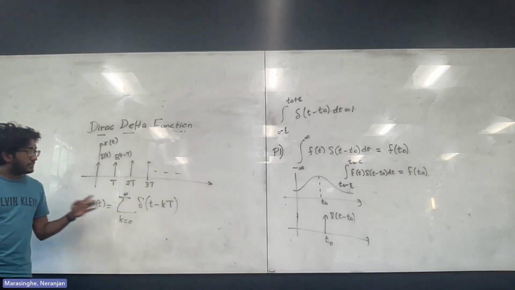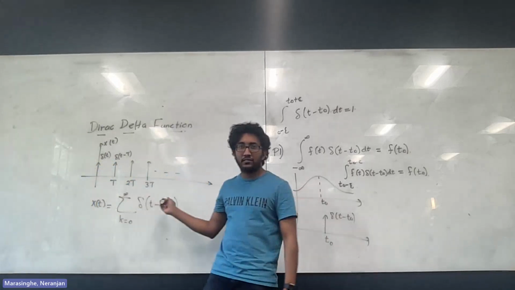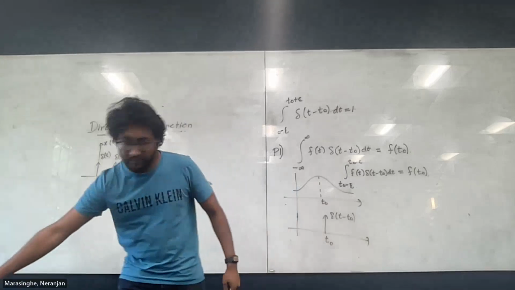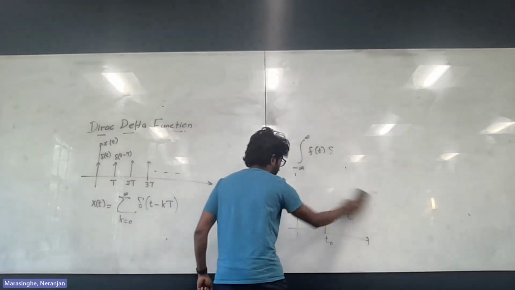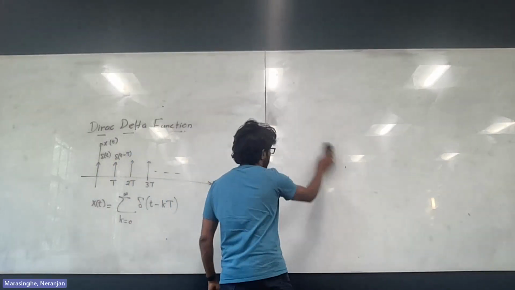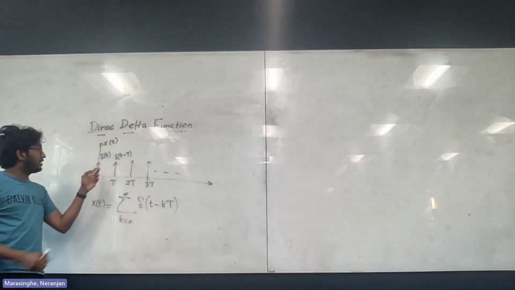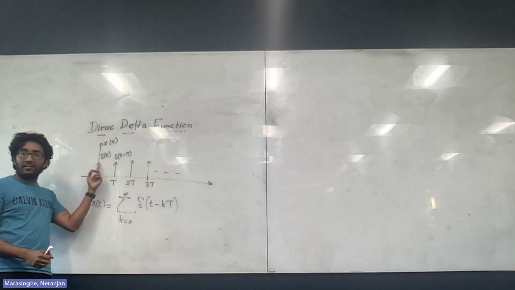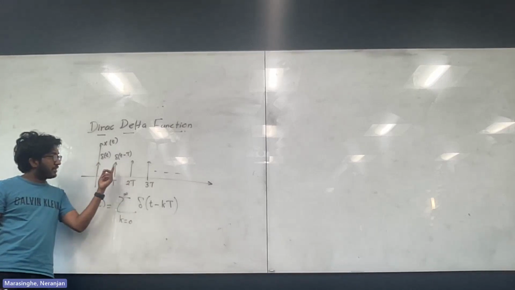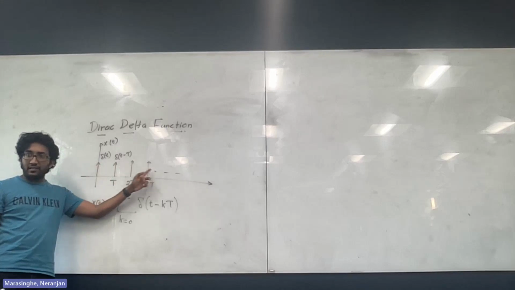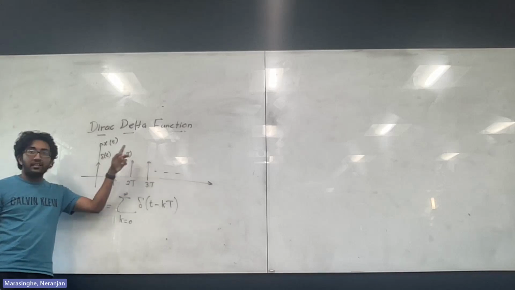Then suppose you multiply a function by this impulse train. What would happen? Suppose instead you multiply the function only by this delta t. Then what would you get? The function value at 0. Now you have the impulse train, so you get function values at each of these points. So you would get f(0), f(T), f(2T), f(3T), like that.